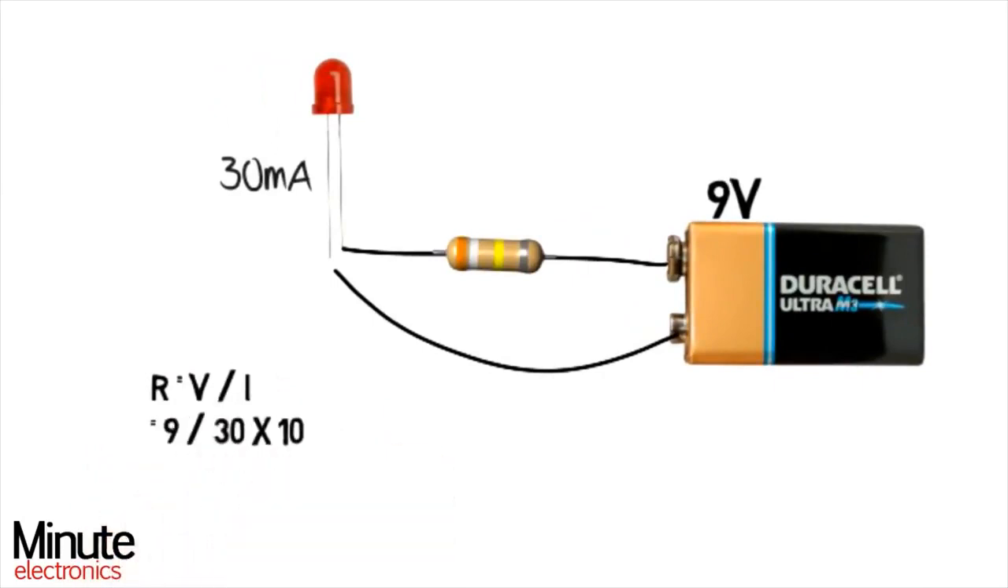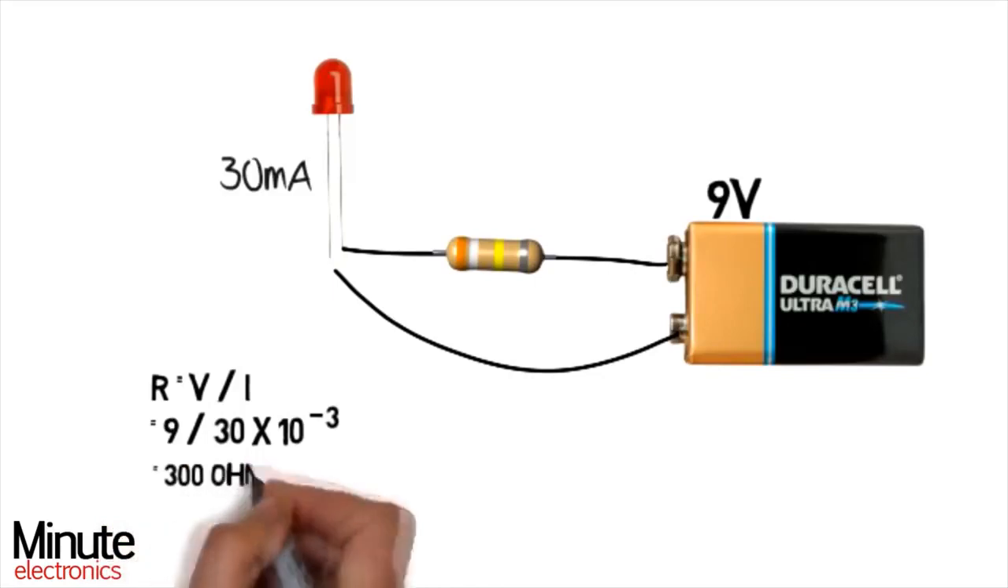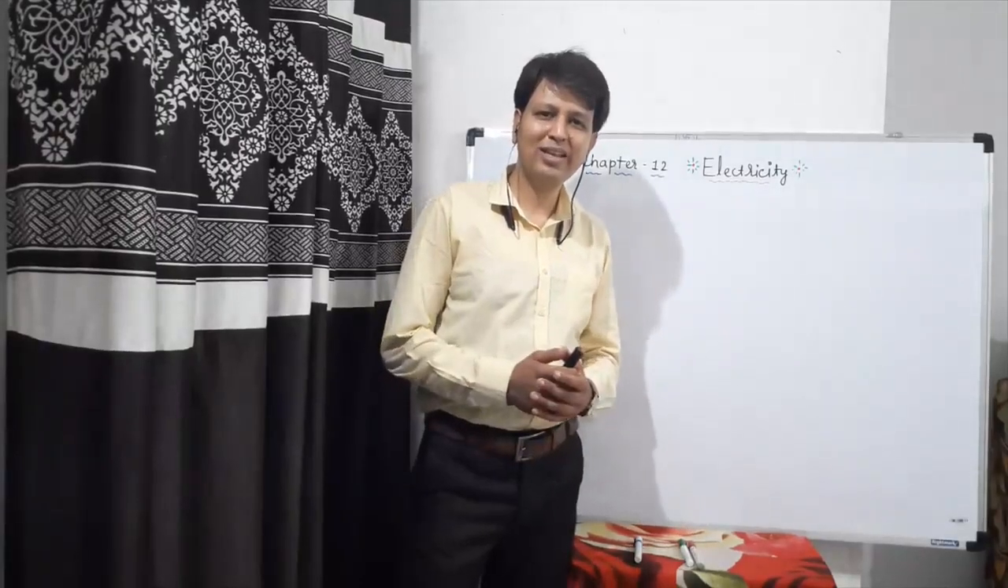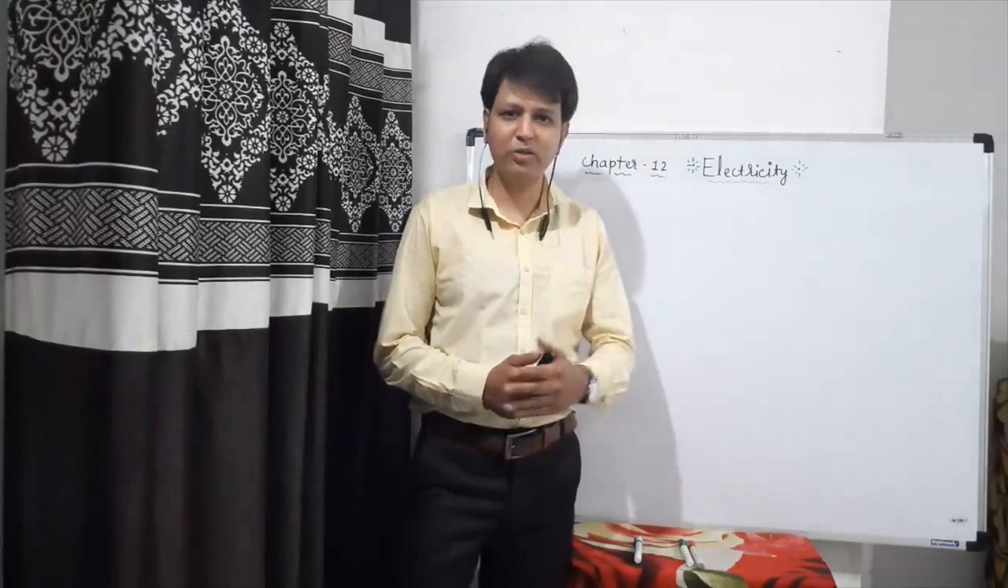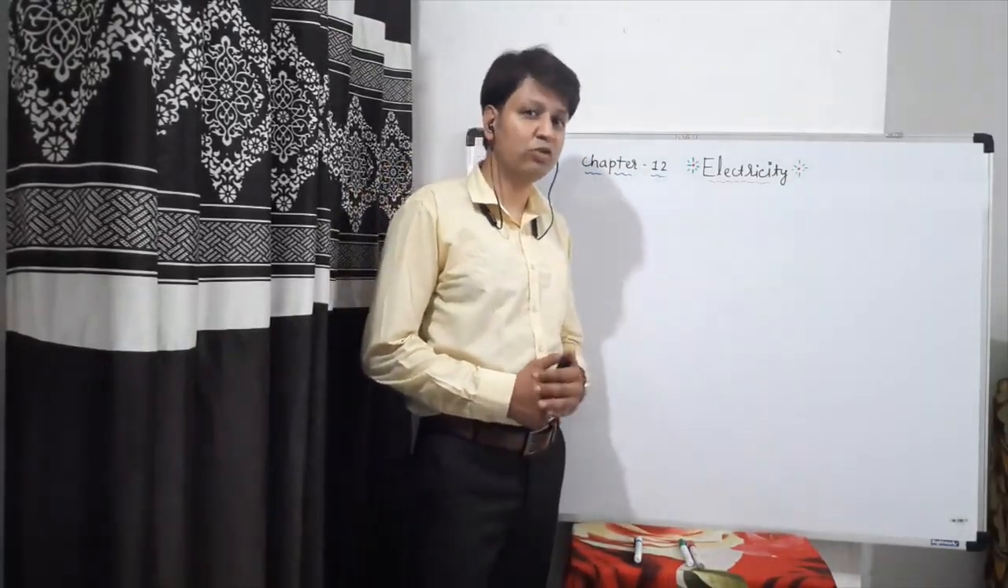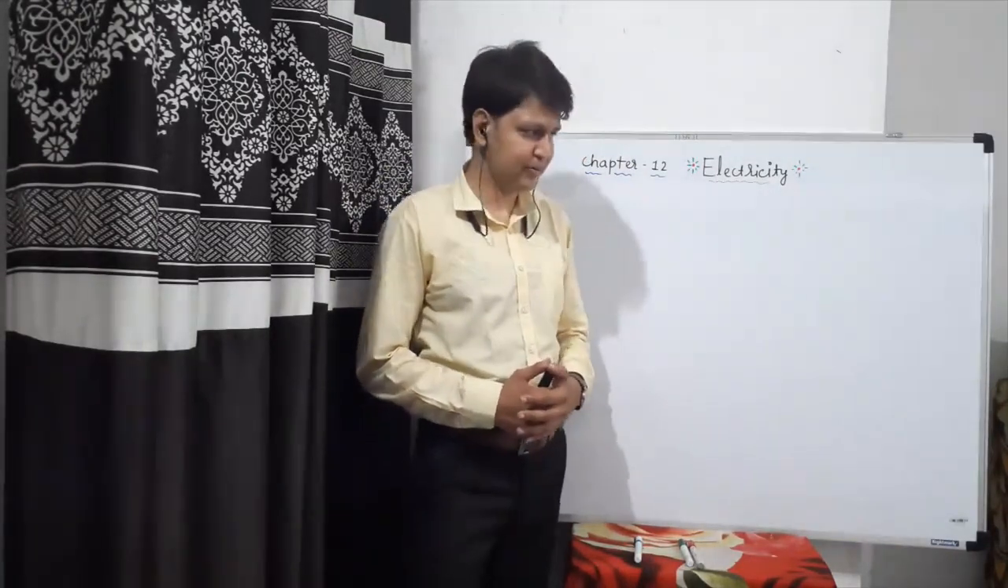The value of the resistor is decided by Ohm's law. Hence the LED will glow without any damage. So we learned many things in Ohm's law. I think the video gave proper information about it. But let us move further in this concept.